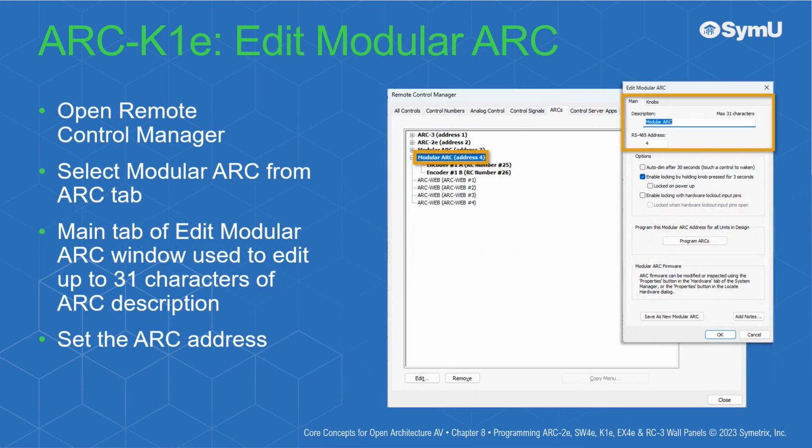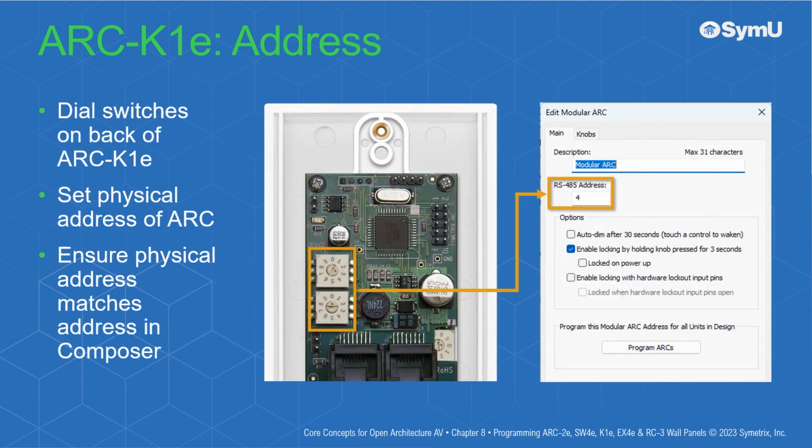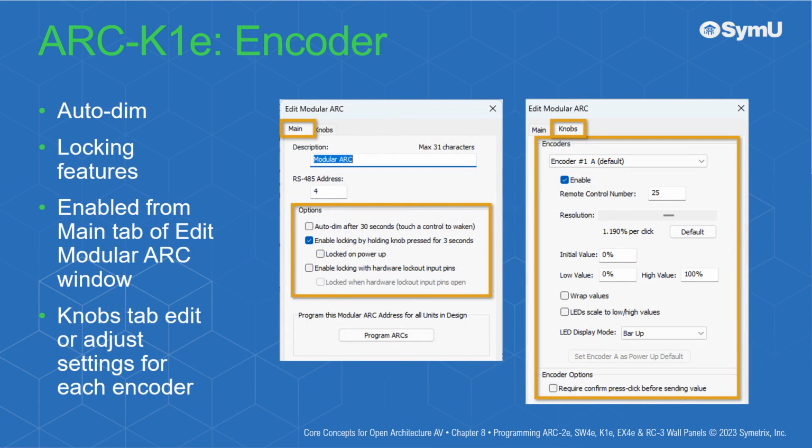Open Remote Control Manager and select Modular ARC from the ARC tab. The main tab of the Edit Modular ARC window is used to edit up to 31 characters of the description of the ARC. It is also used to set the address for the ARC in Composer. Use the dial switches on the back of the ARC-K1E to set the physical address of the ARC. Make sure the physical address of the ARC matches the address in Composer. Auto-dim and locking features are enabled from the main tab of the Edit Modular ARC window.